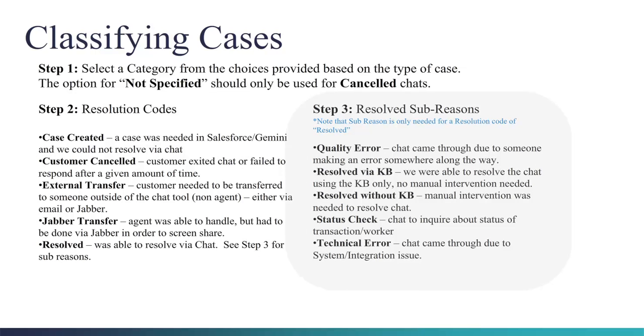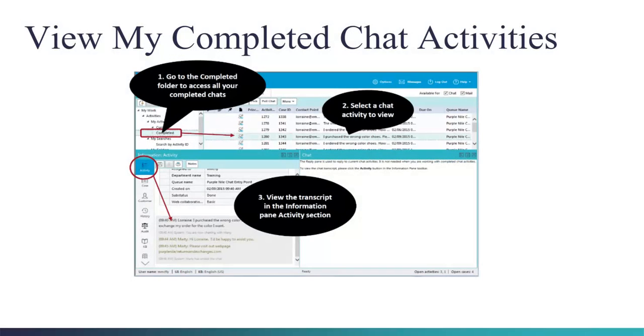Step 3. Choose a sub-reason. You should only use Step 3 if in Step 2 you chose the resolution code of Resolved. If that is the case, the sub-reason codes are Quality Error, Resolved via KB, Resolved without KB, Status Check, or Technical Error. To view completed chat activities, go to the information pane and click on the activity icon.